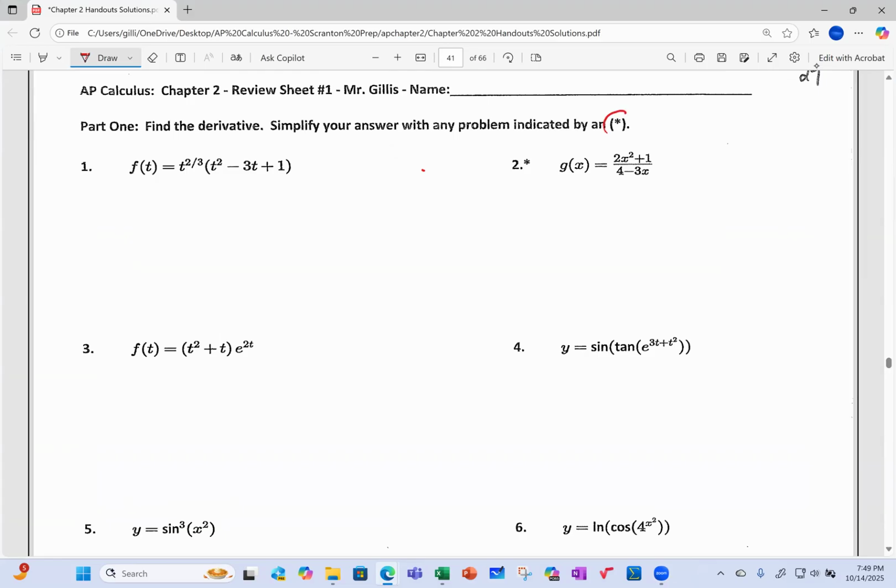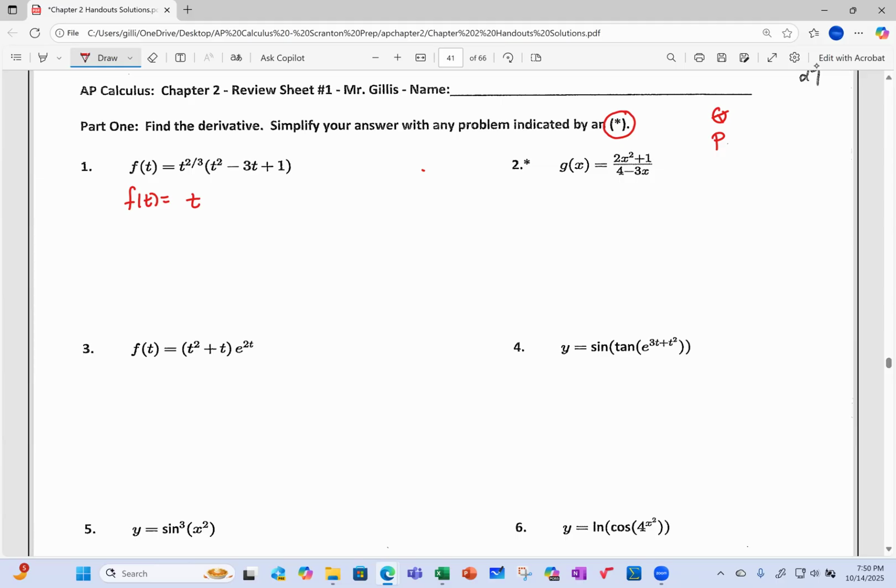So again, that first question we ask ourselves is, do we have a quotient? And number 1, the answer is no. Do we have a product? And the answer is yes. But would we use algebra first? Absolutely. So I'm going to take the pains to rewrite this as t.